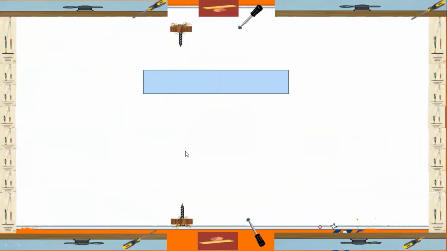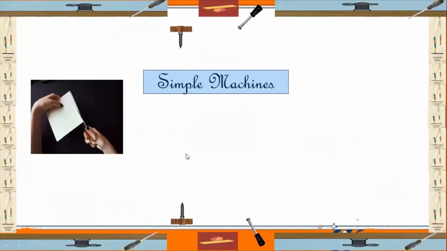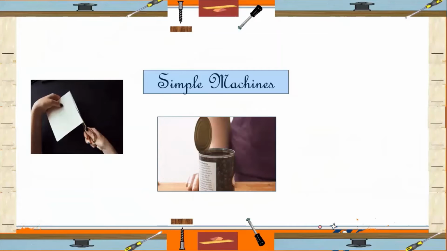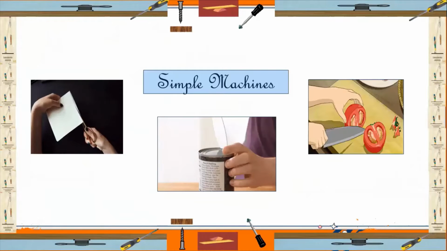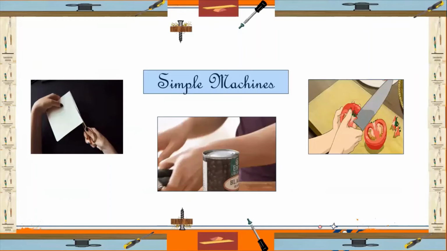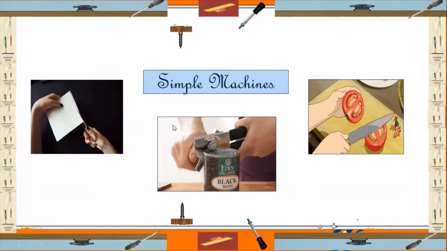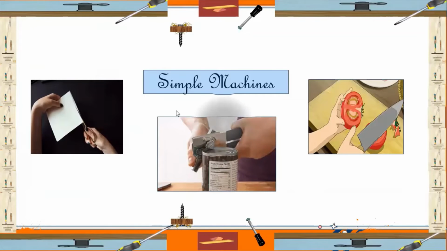Students, we know what simple machines actually are: they make our work easier. From cutting paper to cutting fruits or vegetables, a tin or can opener, screws, screwdriver, wedge, inclined planes, these are all examples of simple machines which you use on a daily basis.